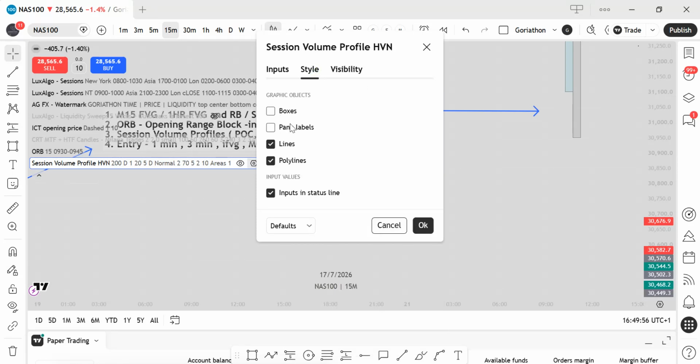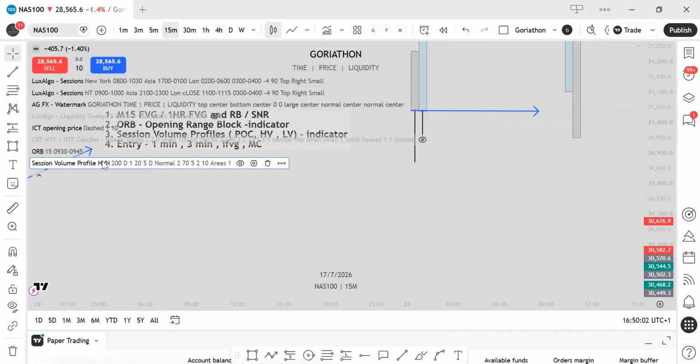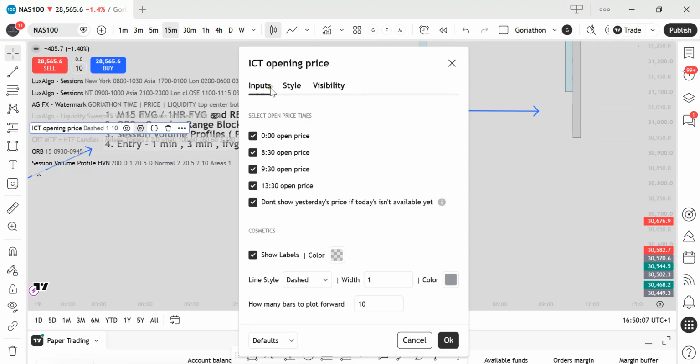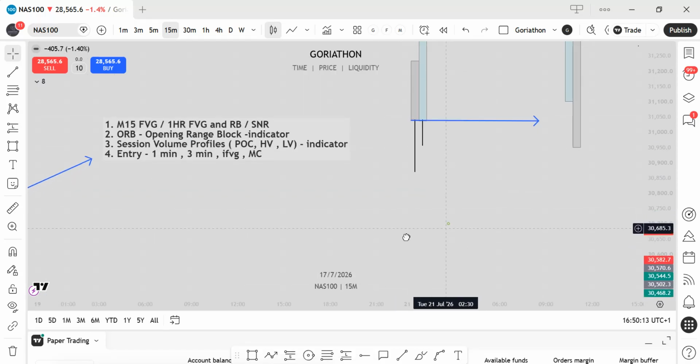Style, I just turn off the boxes and paint levels, and then visibility. These are my settings, right? So those are the only two indicators you would need. Of course, ICT opening prices, if you really need it, you can put that, and that's the same thing, right? Which I've had before as well. So those are the only two indicators you would need, right?